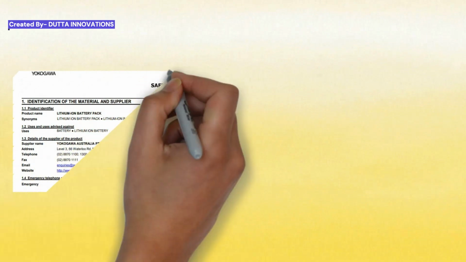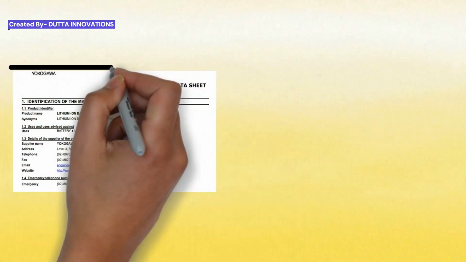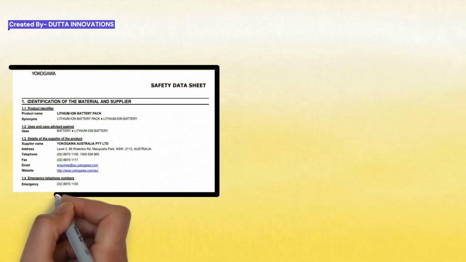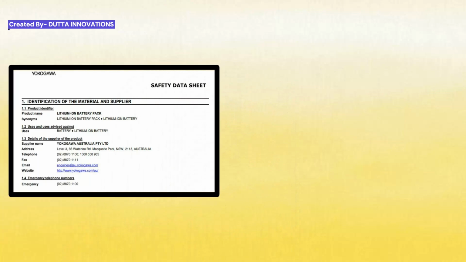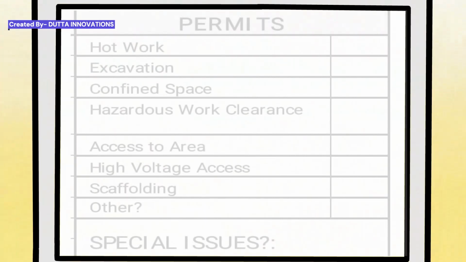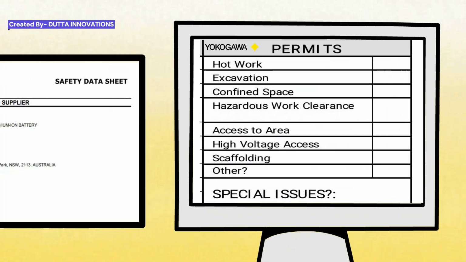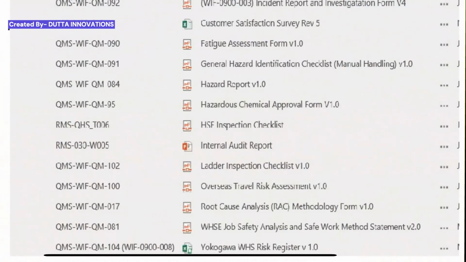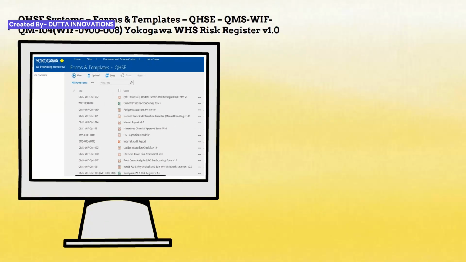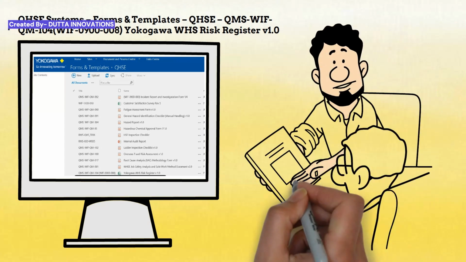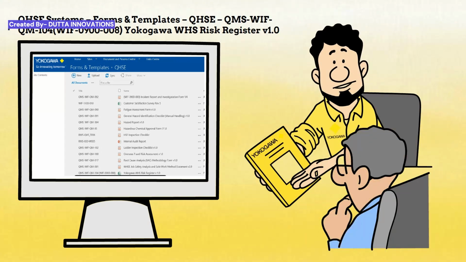If you are using hazardous substances, ensure to reference the Material Safety Data Sheet, MSDS. Also, check if any permits are required to carry out the activity and make a note of it on the form. YOKOGAWA maintains a hazard register which can be used as guidance. It is recommended to consult this document during your evaluation.